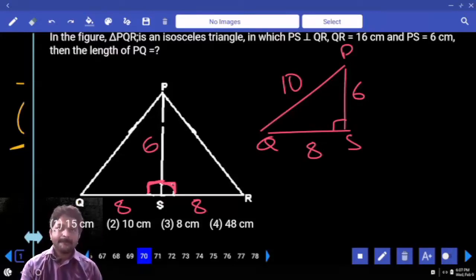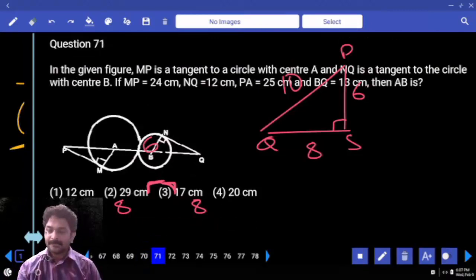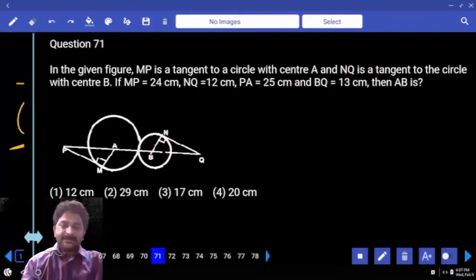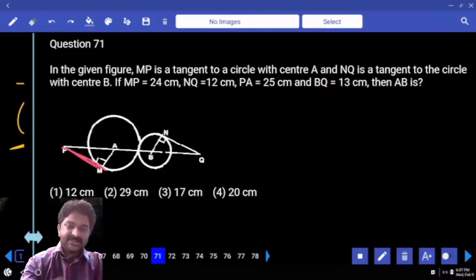Okay, now. Next, in the given figure, MP is a tangent to the circle with center A, and here it is a right angle. Are you able to understand?